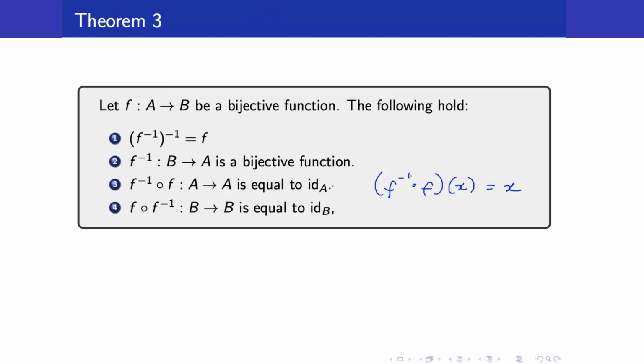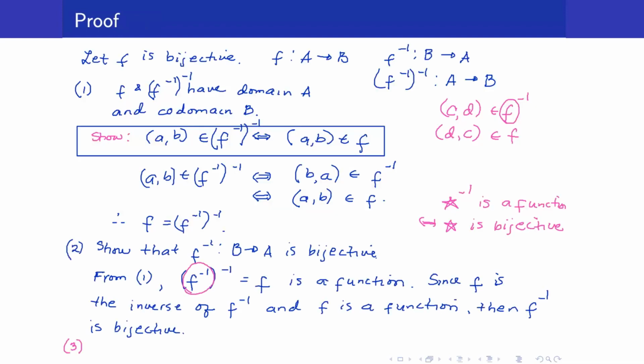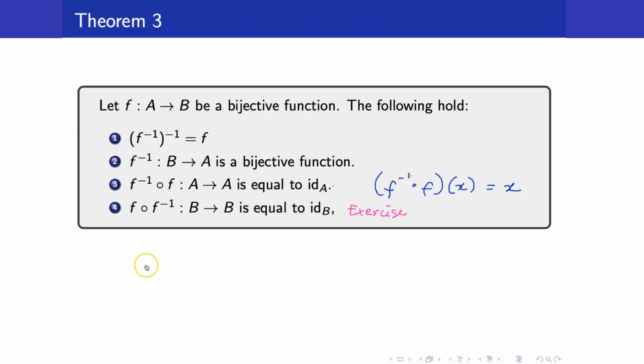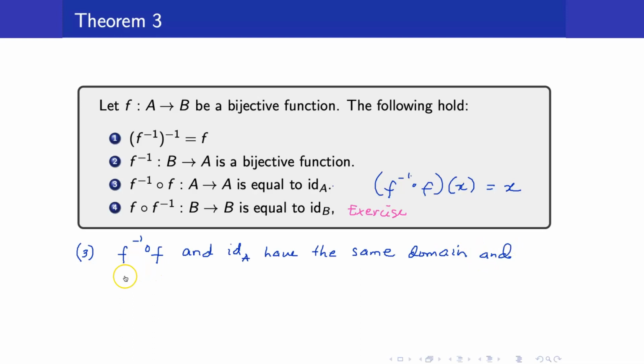Next, we will show that these two functions are equal. I will prove 3, and then this is left as an exercise. So going back, what do we want to show again? Maybe I will just prove 3 here so that we can see it. First, f inverse circle f and the identity function on A have the same domain and same codomain. They're both equal to A.